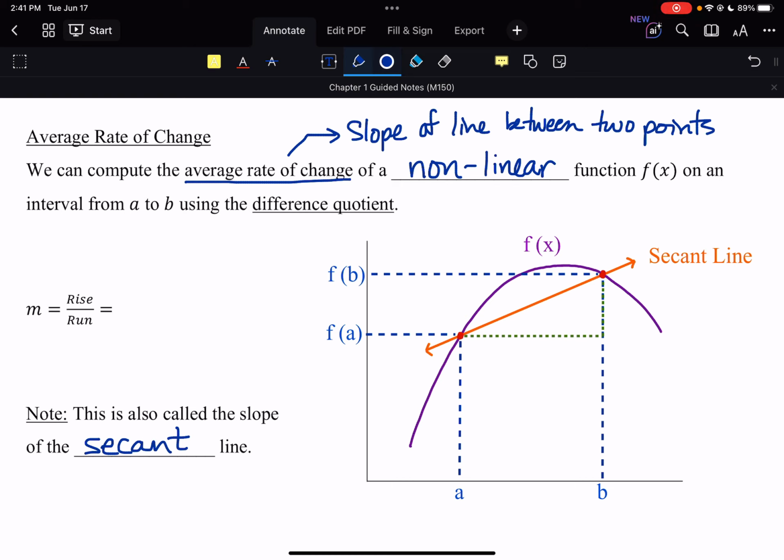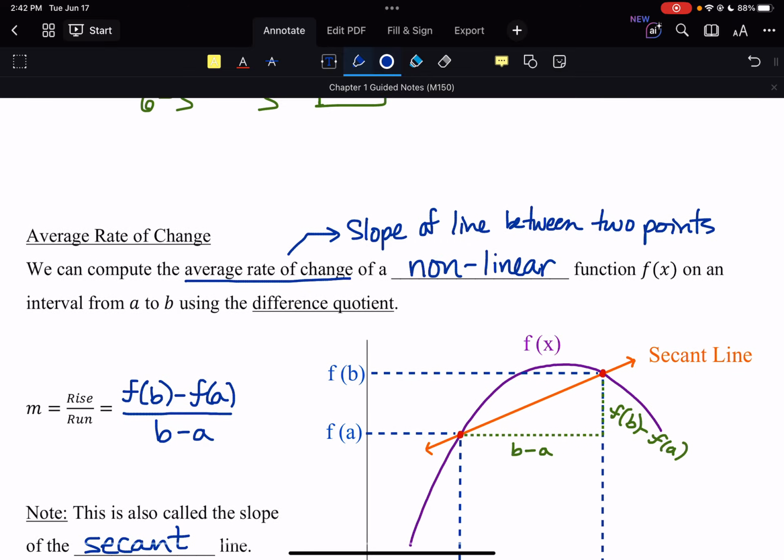So if we want to find average rate of change over this interval, we need to take, again, rise over run. So the rise in this case, we're going from f of a to f of b. So we're going to have f of b minus f of a. So we're going to take the difference of those. And then same thing here, we're going from a to b. So we take the difference. We take b minus a. So we get f of b minus f of a over b minus a.